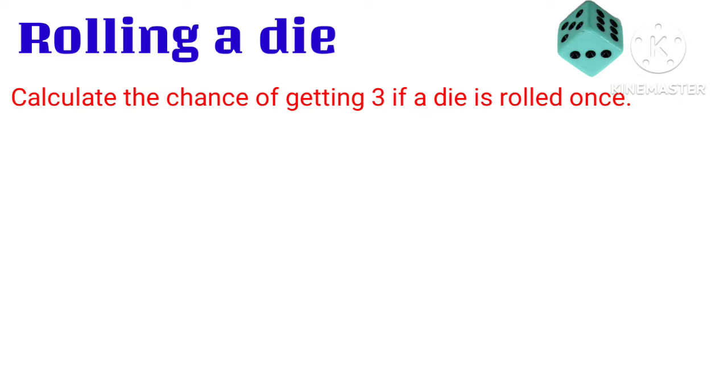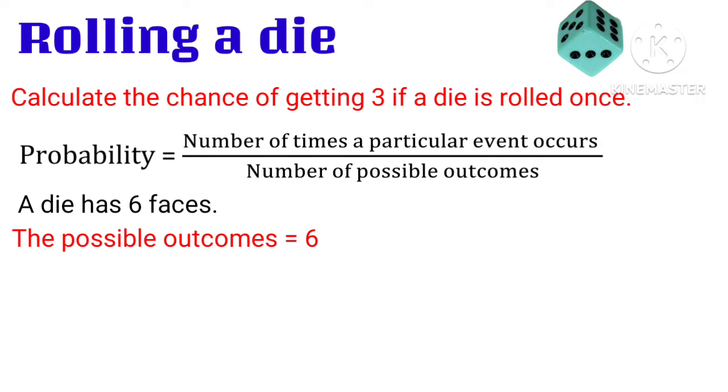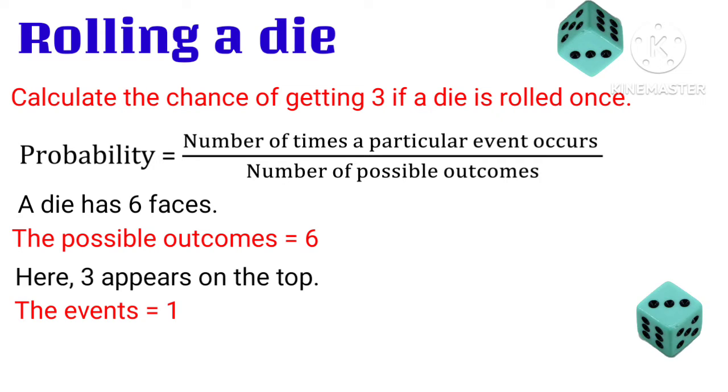Now we will calculate the chance of getting a 3 when a die is rolled. Here the possible outcomes are 6 because a die has 6 faces. But when you roll it once, only one event is possible because only one face will appear on the top. For example, here it is 3. The probability of getting a 3 when a die is rolled is 1 by 6, or approximately 0.16. Similarly, the probability of getting 5 is also 1 by 6.